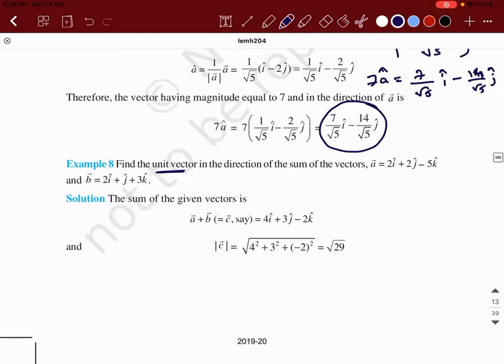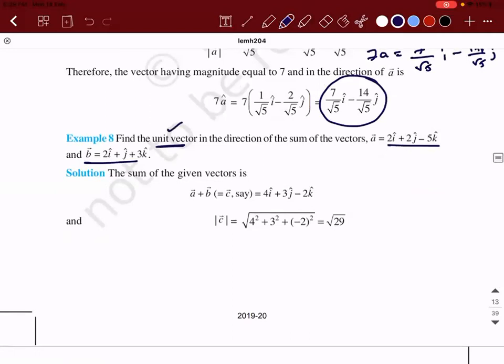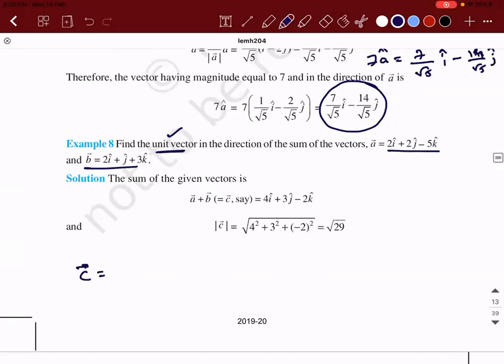Next is find the unit vector in the direction of sum of the vectors. So what is the meaning of this? Find the unit vector in the direction of sum of these two vectors. So sum of these two vectors, if I call it C vector, will be 4i cap plus 3j cap minus 2k cap.